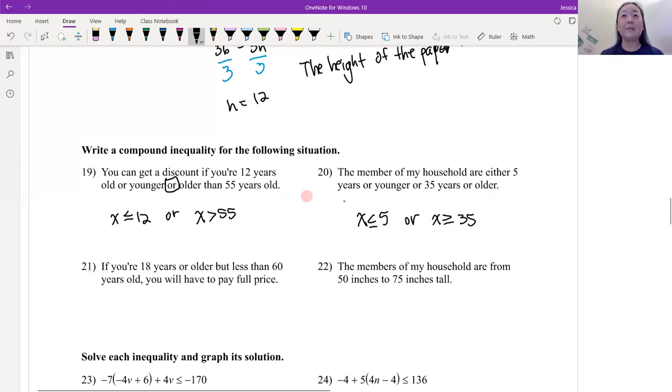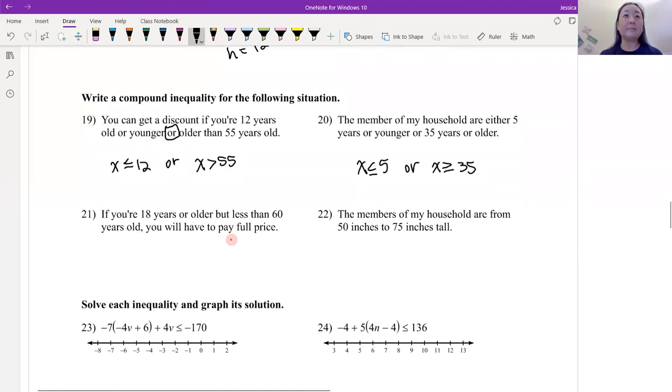Difference, okay? So take note of those. Read those carefully. And then number 21: if you're 18 years or older, but less than 60 years old, you will have to pay full price, which means this is an in-between one, right? You have to be between 18 and 60.